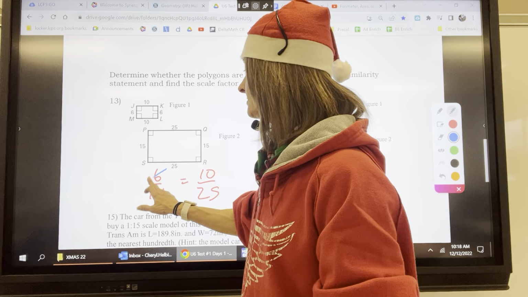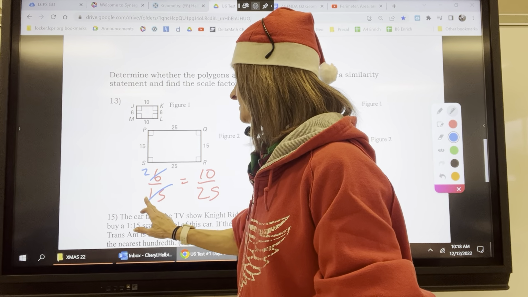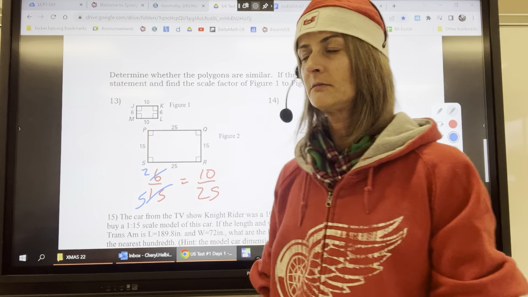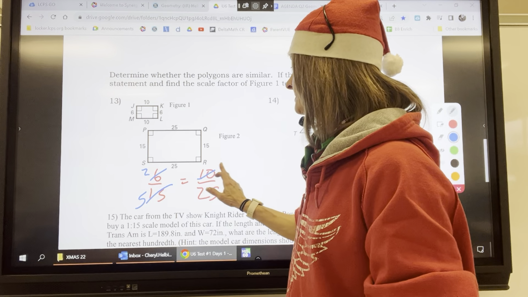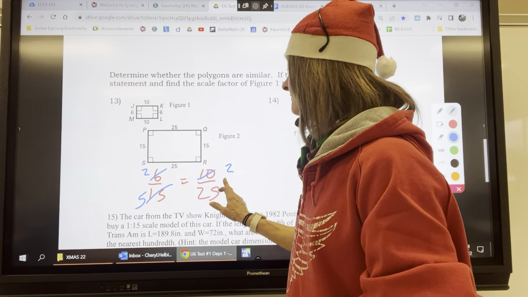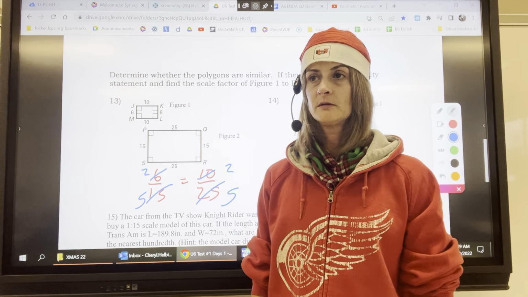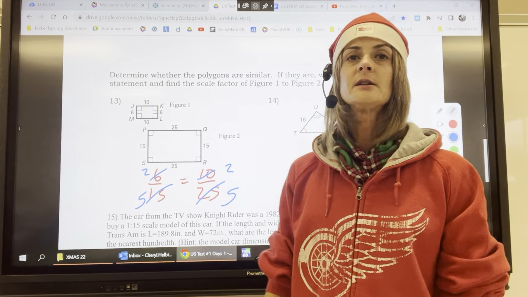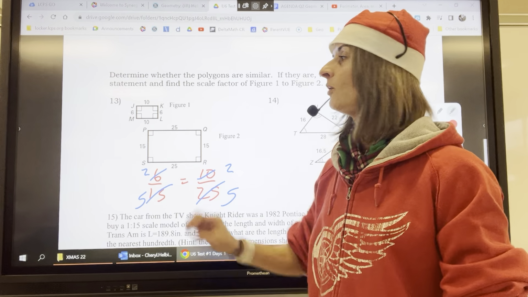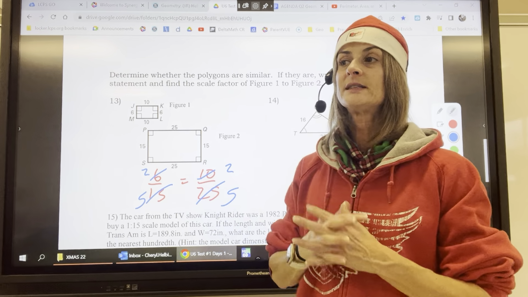3 goes into 6 2 times. 3 goes into 15 5 times, right? 5 goes into 10 2 times. 5 goes into 25 5 times. I'm getting 2 to 5 for both of those, which makes these figures similar because the ratio of the sides, all the sides, are the same.